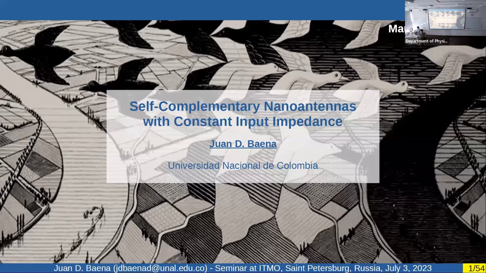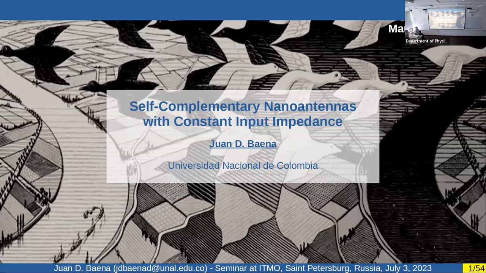I would like to start with this painting by Maurice Escher. Probably you've seen sometime this kind of paintings, the self-complementary geometries. Actually, he was making different types of geometrical studies about impossible worlds like this. And it is, in some sense, connected with the topic of the talk of today about self-complementary nanoantennas.